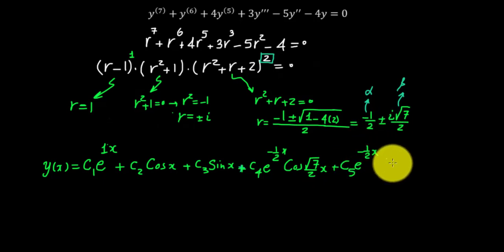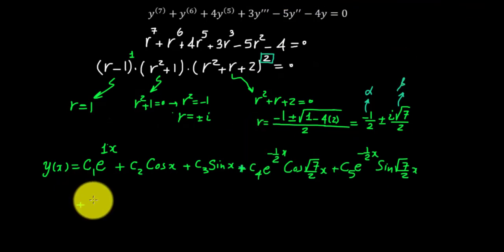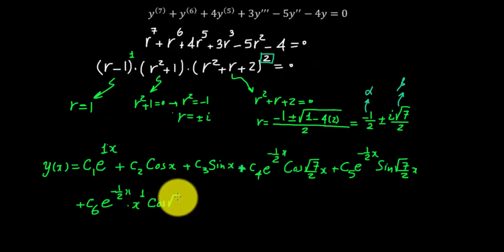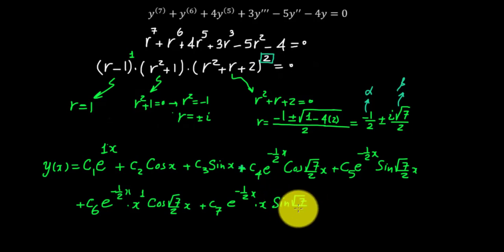plus C5 e to the minus 1/2 x times sine of root 7 over 2x plus, okay, now since the multiplicity is 2, I will basically copy these two, and so it would be C6 times e to the minus 1/2 x times x to the 1, because 1 less than the multiplicity is 1, so we have to stop at x to the 1, times cosine of root 7 over 2x plus C7 e to the minus 1/2 x times x times sine root 7 over 2x.